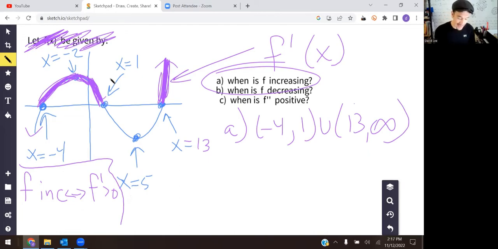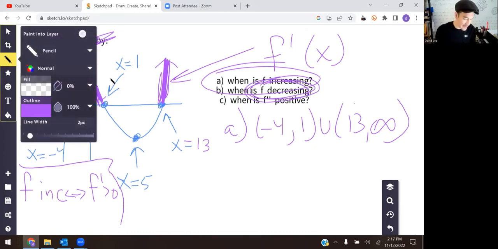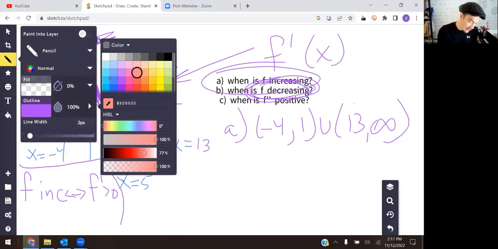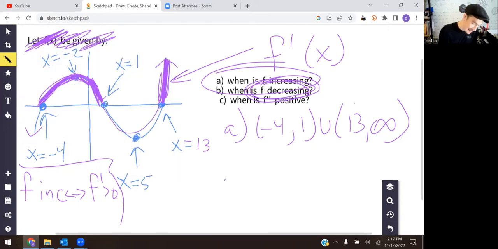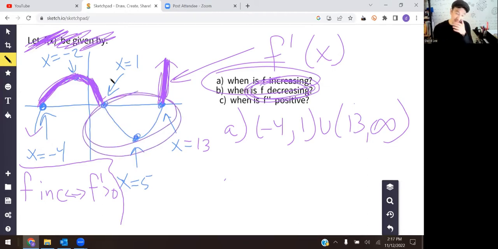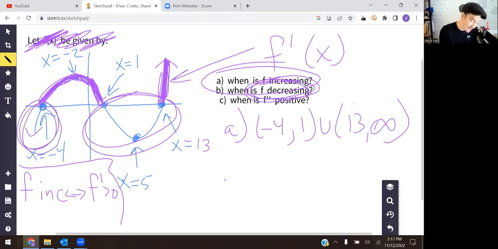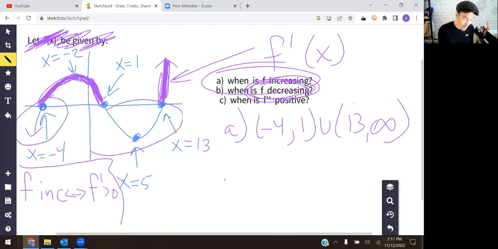Part B, when is f decreasing? F is decreasing when its derivative is negative. You have the picture of the derivative. It is negative when it is below the x-axis, like here. I'll just leave it in blue, actually. This part here, it is below the x-axis. Also here, the left chunk of the graph, which takes you back to negative infinity. These two blue parts, that's f prime negative, which is when f would be decreasing.